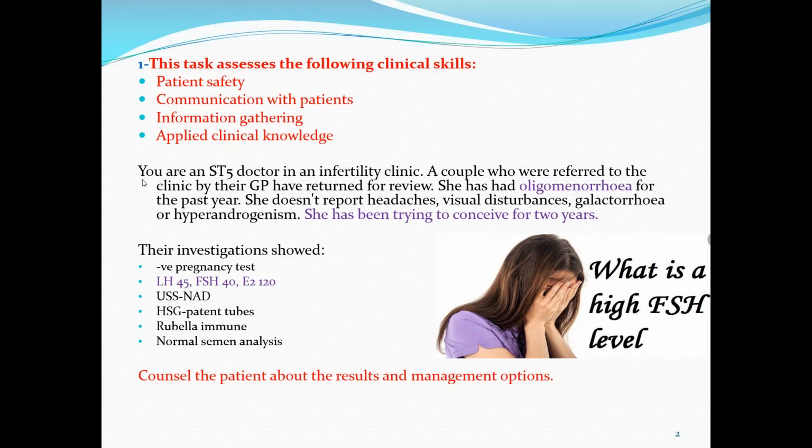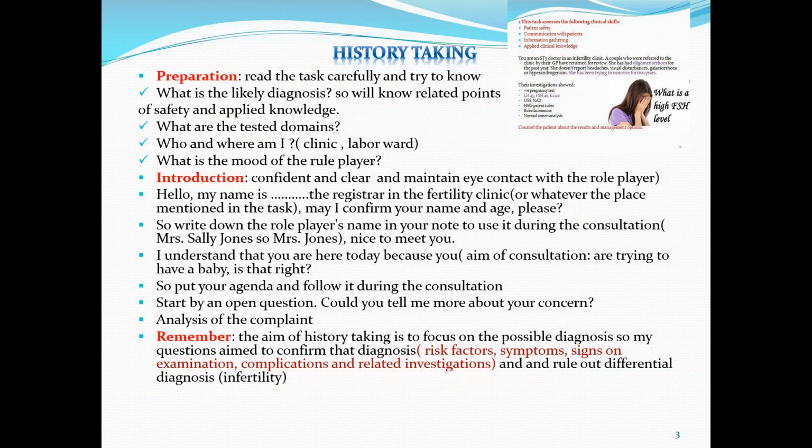So I will come back to this patient, but starting first with a general point of history taking. When you are reading the task in the exam, you need to prepare yourself while reading and answer the following questions. What is the likely diagnosis of the case? As in this task, the diagnosis is premature ovarian insufficiency. So when I know the diagnosis, I will put in my mind and memorize related points of safety and applied knowledge. So I read the task and I determine it's premature ovarian insufficiency.